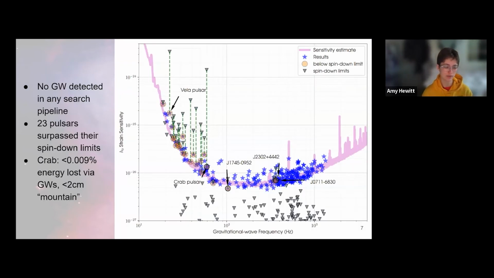So this is the results. Unfortunately, no gravitational waves were detected in any of the search pipelines. So instead, we present 95% confidence upper limits.